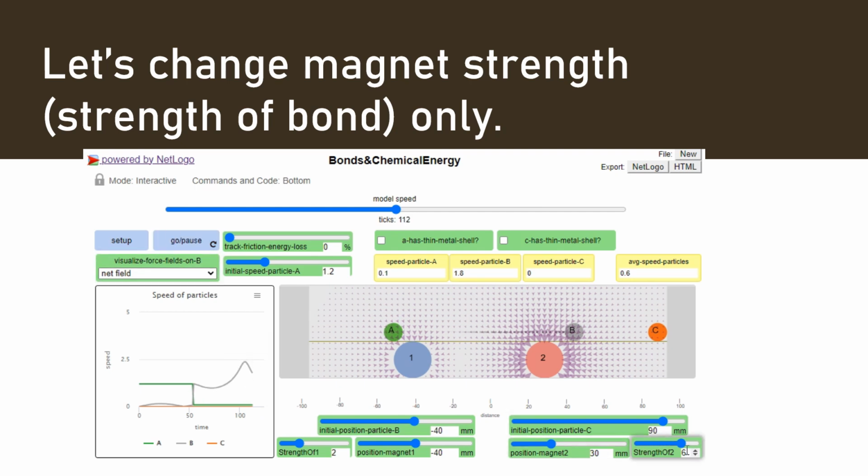Okay, let's do one more. Let's change the strength here to 8. Okay. And here comes particle A, breaks the bond. And then there we have the bond form. Okay, so what did you notice? Okay, the amount of that change in kinetic energy got greater and greater as the strength changed.